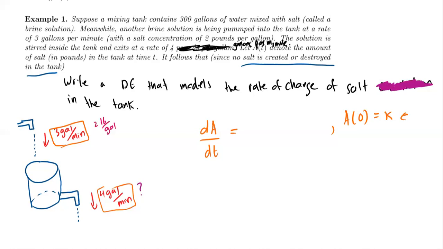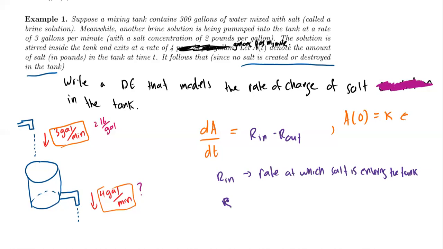So I'm going to write this differential equation as rate in minus rate out. Where rate in is the rate at which salt is entering the tank. And then rate out, or R sub out, is the rate at which the salt is exiting.